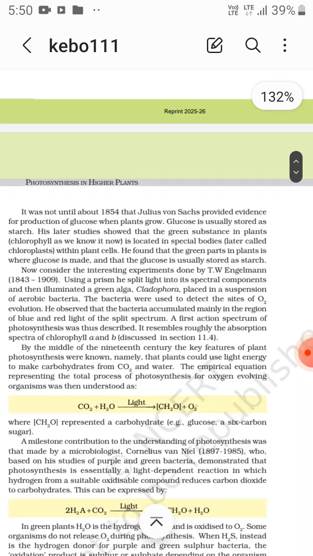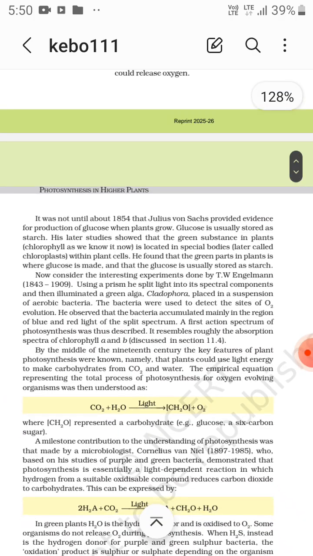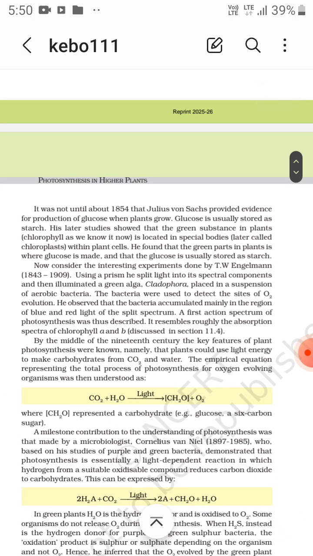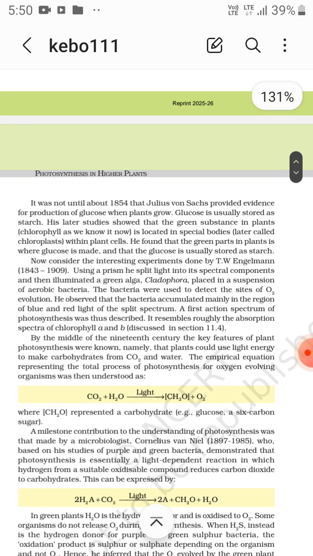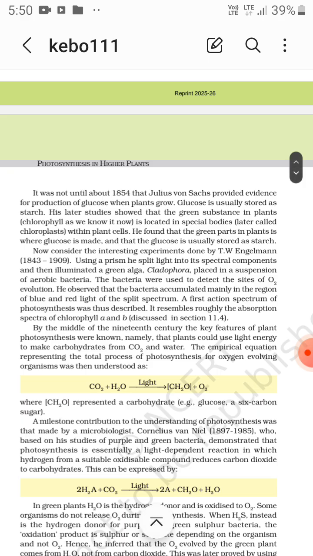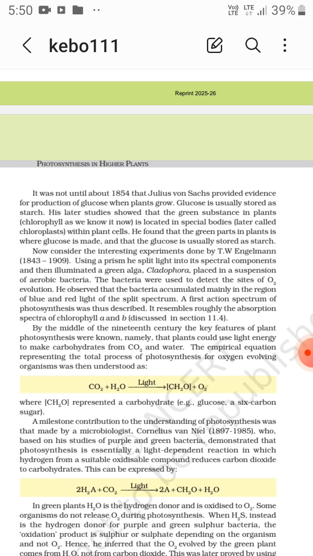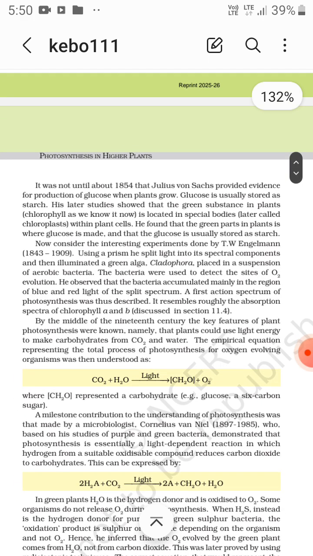Now in 1854, Julius von Sachs showed that glucose is produced when plants grow. Glucose is usually stored as starch, right? He showed that the green substance in plants, chlorophyll, is located in special bodies, later called chloroplasts, within the plant cells. He found that green parts in plants are where glucose is made and that the glucose is usually stored as starch. So Julius von Sachs in 1854 told us that glucose is usually stored as starch.